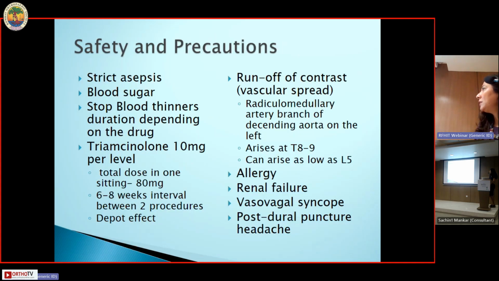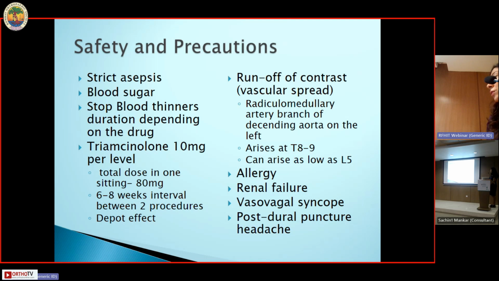Now something about the safety and the precautions. Follow strict asepsis. Check blood sugars, and don't do it with a very high blood sugar level. My cutoff is around 180 to 200, because there are studies to say that the post-lunch blood sugar increases by 50 to 75 milligrams per deciliter after a steroid injection. So if you're starting with 250, you'll land up with 325, which is not good. And for blood thinners, depending on the duration and the drug, you have to stop these because you are near the central neuraxial space.